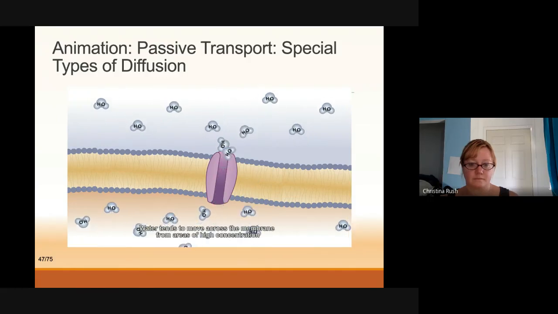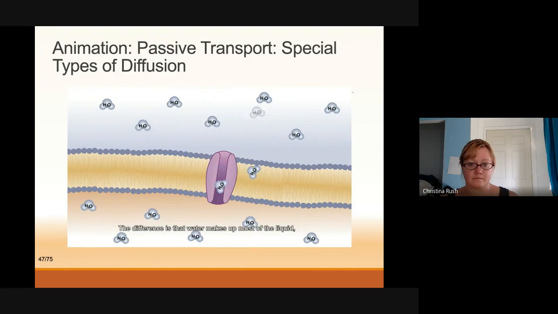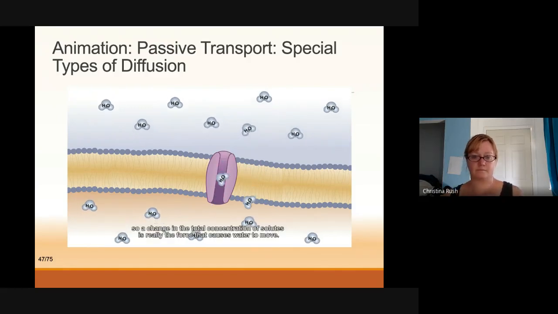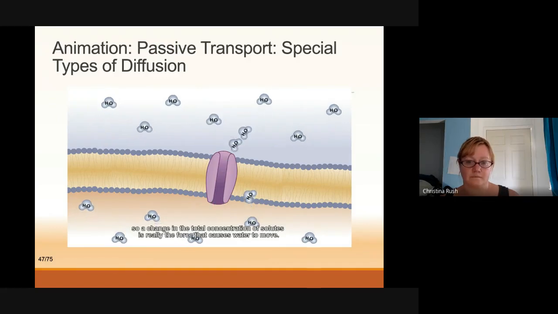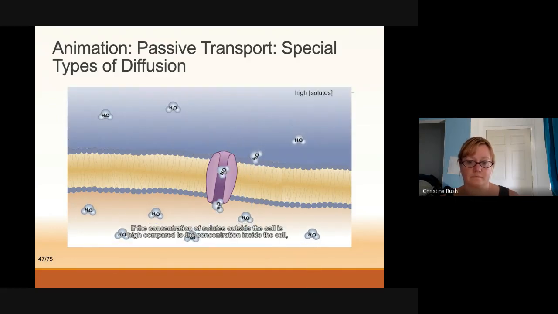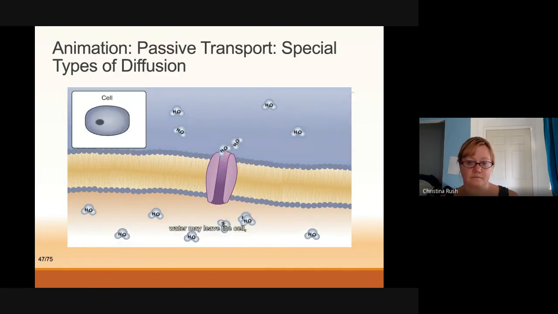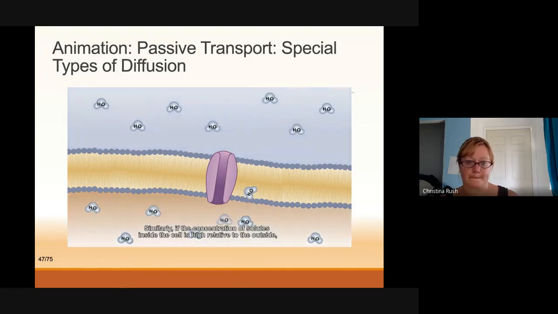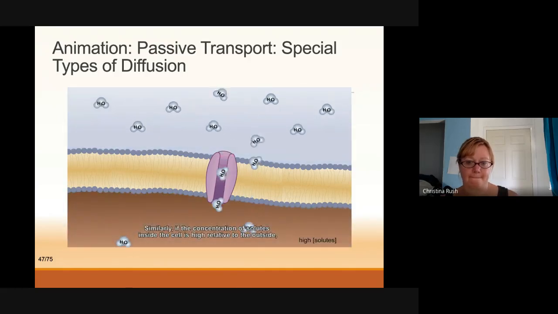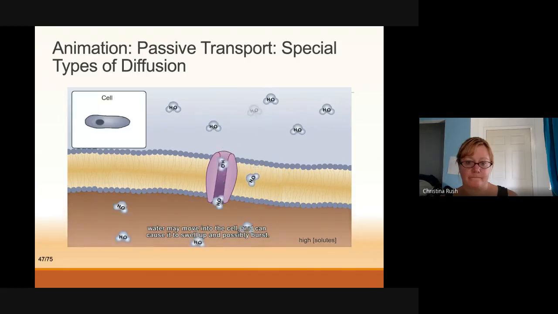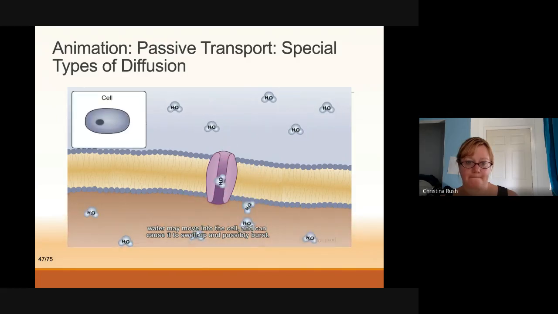Water tends to move across the membrane from areas of high concentration to areas of low concentration, just like solutes. The difference is that water makes up most of the liquid, so a change in the total concentration of solutes is really the force that causes water to move. If the concentration of solutes outside the cell is high compared to the concentration inside the cell, water may leave the cell, causing the cell to shrivel up. Similarly, if the concentration of solutes inside the cell is high relative to the outside, water may move into the cell and can cause it to swell up and possibly burst.